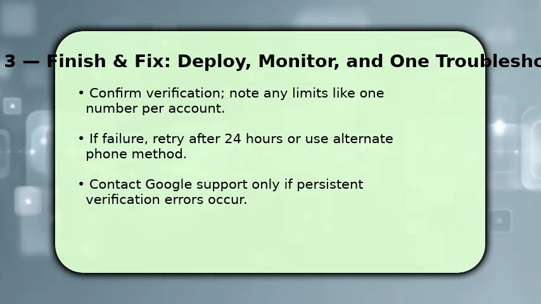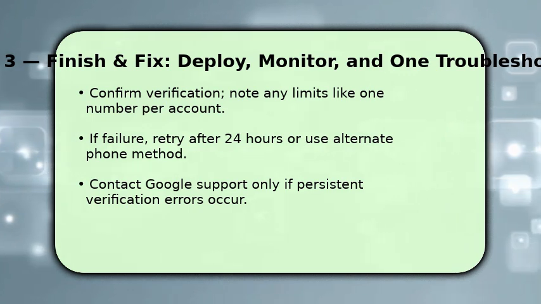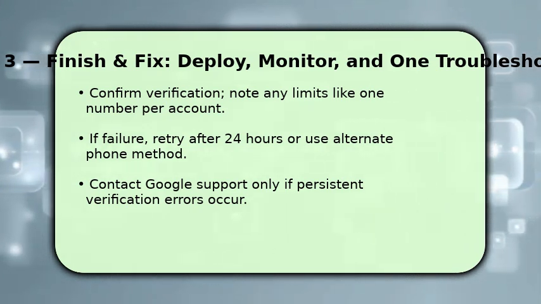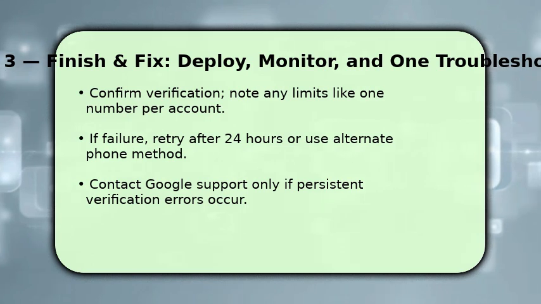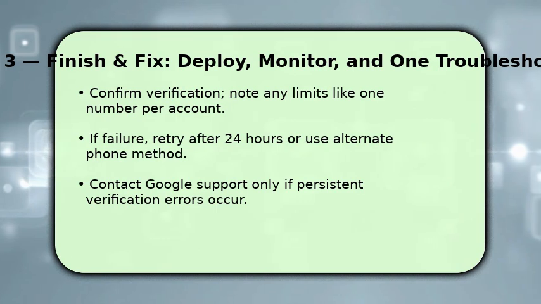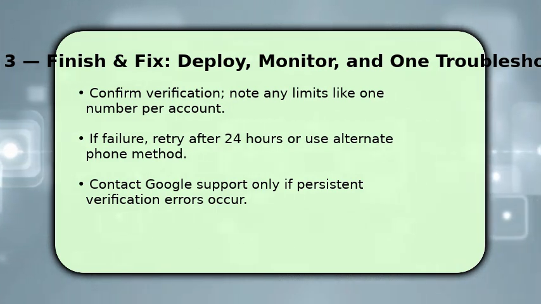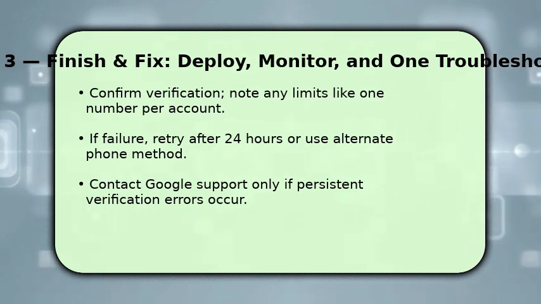If you hit an error, wait a short interval and retry, because rate limits may temporarily block attempts. Make sure you're not using a virtual or VoIP number, since those often fail. If problems persist after trying a different device or carrier, contact Google support. Otherwise, try an alternate mobile number. Then repeat the verification steps to complete the process.